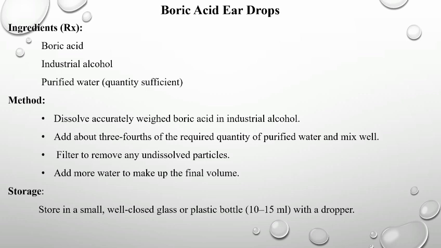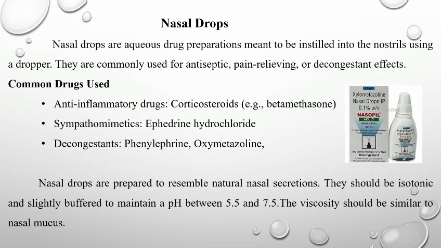After that, we have to add three-fourths of the quantity of purified water to that mixture and mix well. After mixing, we have to filter it to remove all the undissolved particles. Finally, we have to add more water to make up the final volume. These ear drops are stored in small, well-closed glass or plastic bottles with a dropper, usually in an amount of 10 to 15 ml. Next is nasal drops.